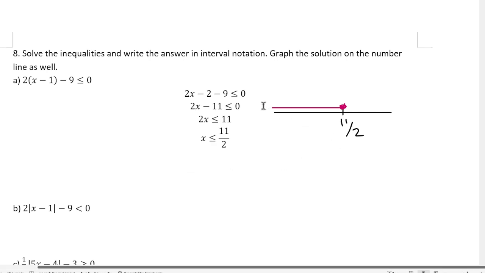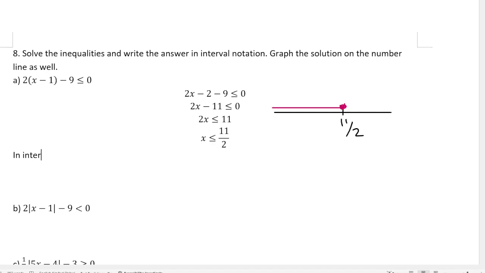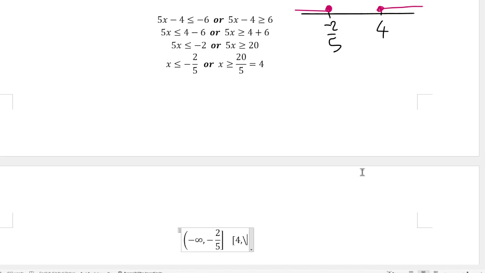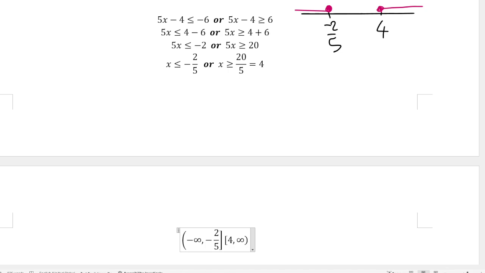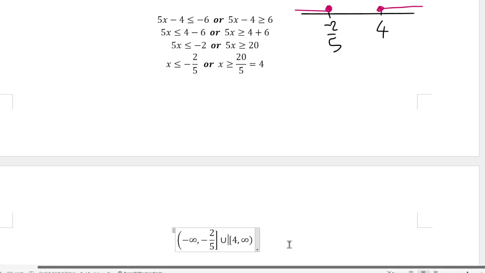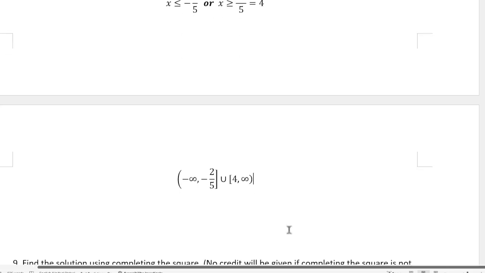And in terms of the interval notation, since it comes from negative infinity and it stops at 11 over 2, including 11 over 2, the answer in interval notation is negative infinity until 11 over 2. And 4 to infinity. And because you have more than one interval, you have to put a connecting union symbol between them. So that's the answer in interval notation.